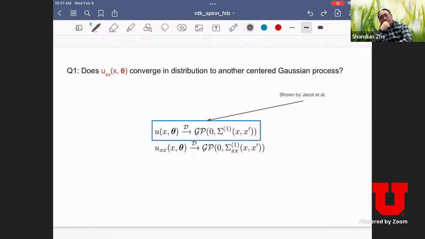Sigma one here can be viewed as a limit of the NTK kernel, when the width goes to infinity. And the second conclusion says that for the same neural network, if you take a second order derivative with respect to the input, when you make the width infinitely large, it also converges to a Gaussian process, but now the covariance is the second order derivative of the NTK kernel at the limit.